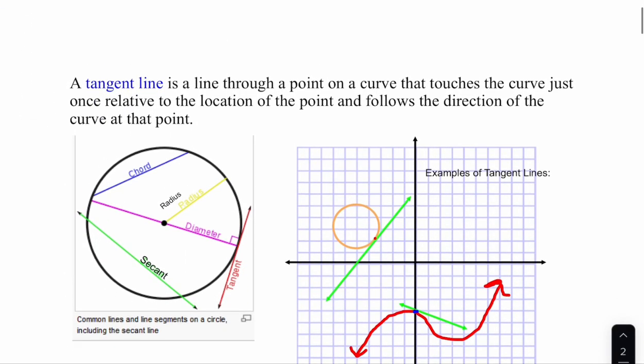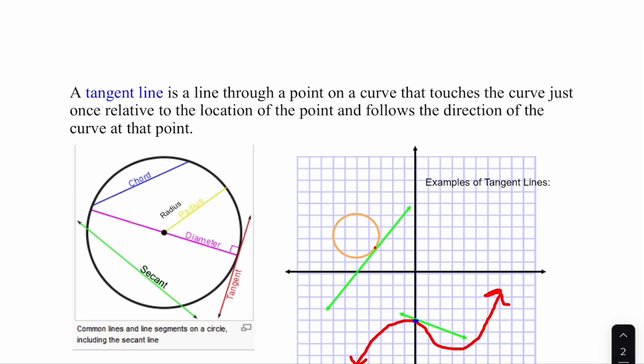So just remember that a tangent line is a line through a point on a curve that touches the curve just once relative to the location of the point and follows the direction of the curve at that point. So we can see here that this is called a tangent line. It is on the outside of the curve. It's touching the curve exactly at one point. Here's an example of a tangent line.